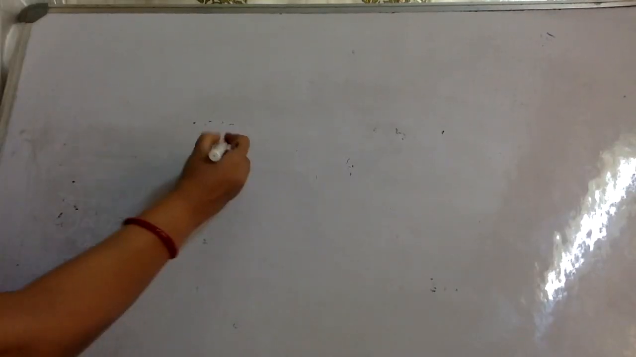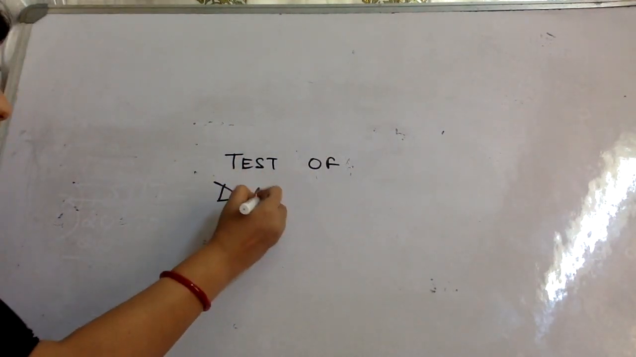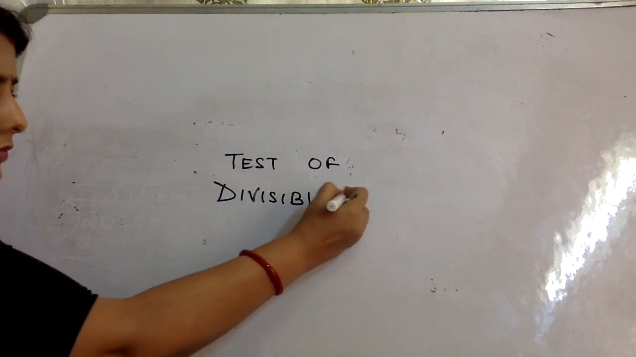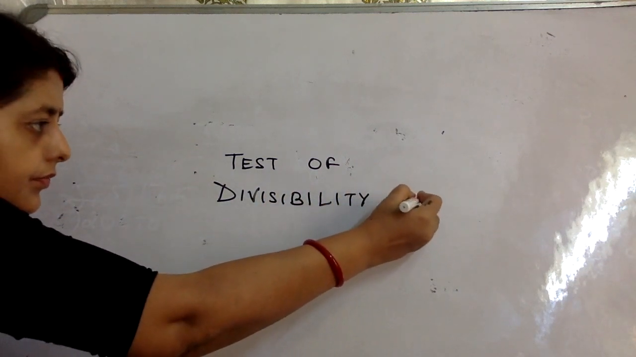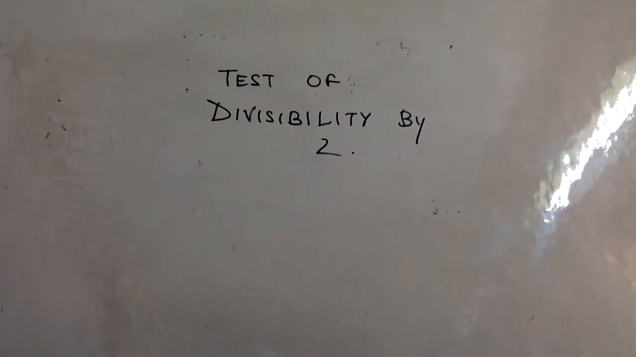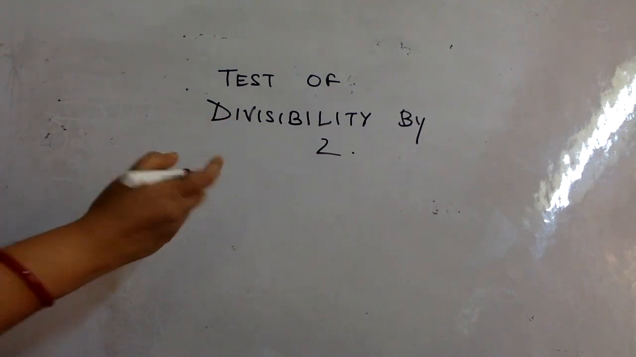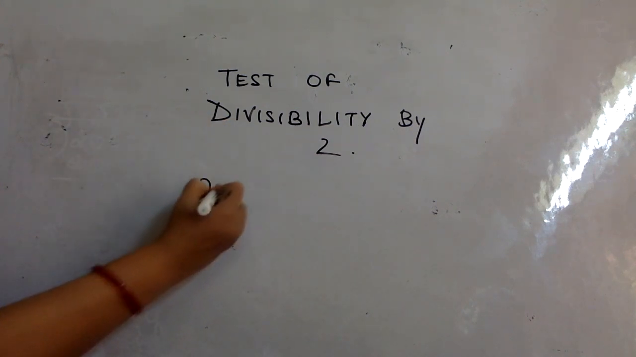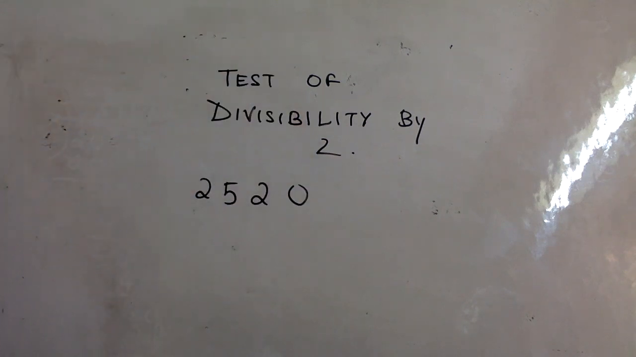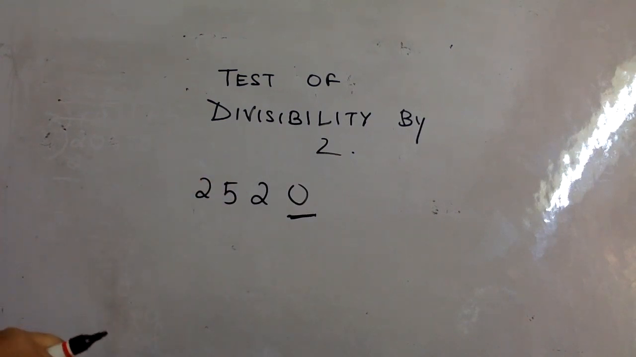So first, test of divisibility by 2. We shall be doing test of divisibility by 2 first. It is the simplest one, because we'll see that if the number ends in 0, like 2520, we have to check only the last digit. The rest of the number we are not bothered about.